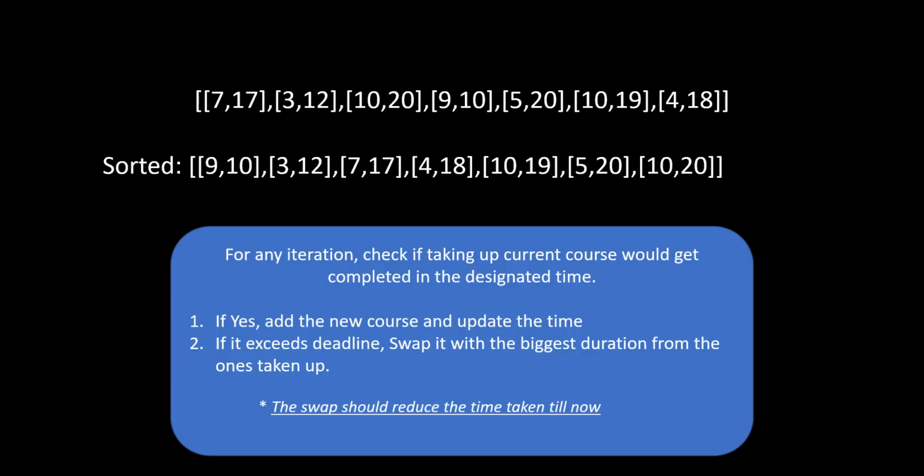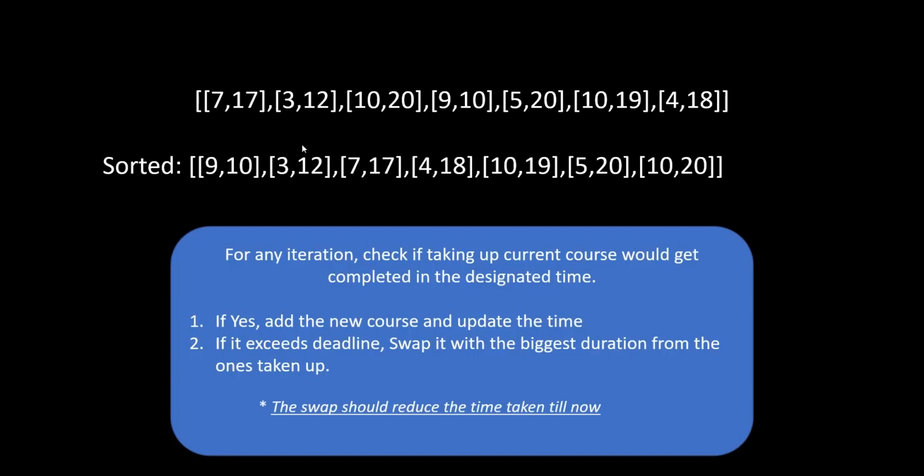And one thing that we need to note over here is that the swaps must reduce the time we have taken till now. We should not be exceeding the time we were taking previously before swapping it with the current course. So that's the intuition behind this question, that we are going to check whether we can take up this course or not. If we cannot take up this course, is there any way we can exclude some other course and take this course, which would optimize our solution?